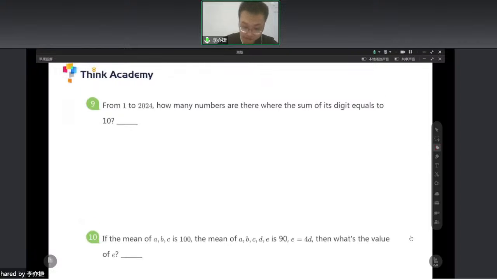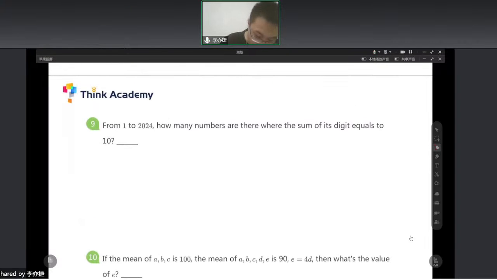From 1 to 2024, how many numbers are there where the sum of its digits equals 10? First, for multi-digit numbers, we should discuss how many digits there are. One-digit numbers cannot work, so we start from two-digit numbers. For a two-digit number, we have 19 to 91, so we have 9 options.